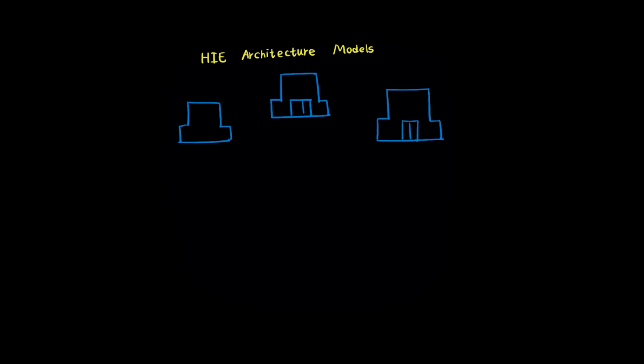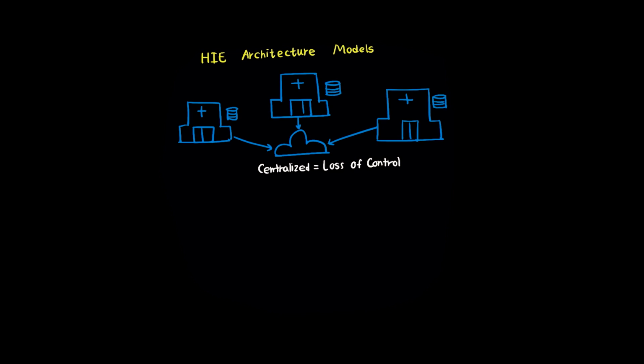Healthcare networks face a classic dilemma: sharing patient records while maintaining local control. Let's explore HIE architectures. A centralized model requires giving up your data to a central repository, like moving all your files to someone else's computer. Decentralized keeps everything local, but makes finding records across the network difficult. Direct exchange only works point to point. But hybrid federated? It's the best of both worlds.